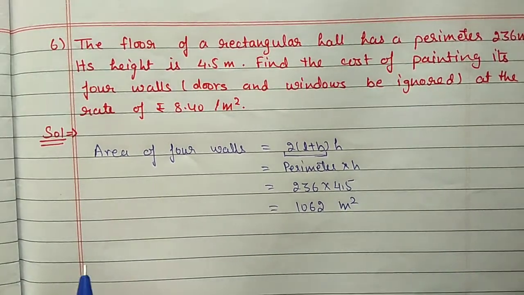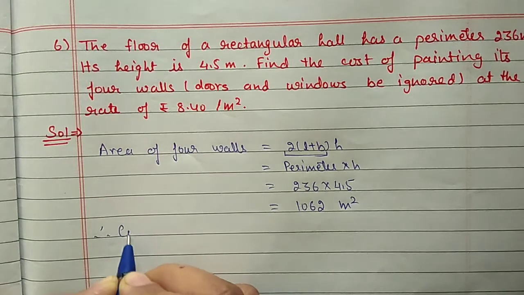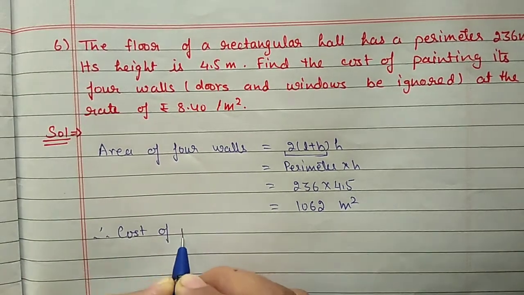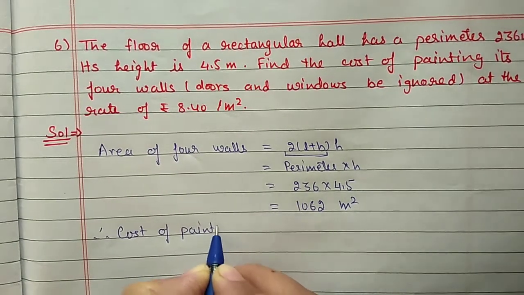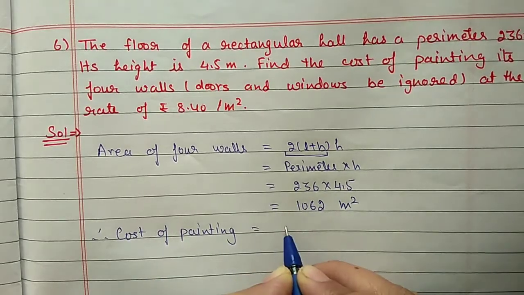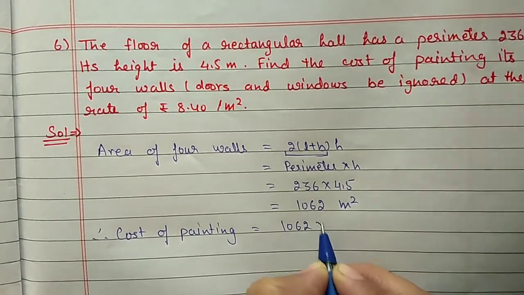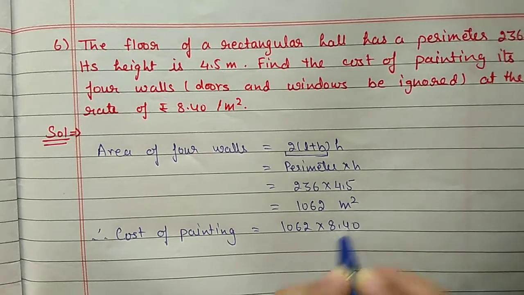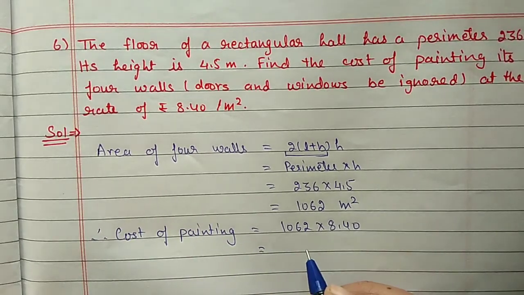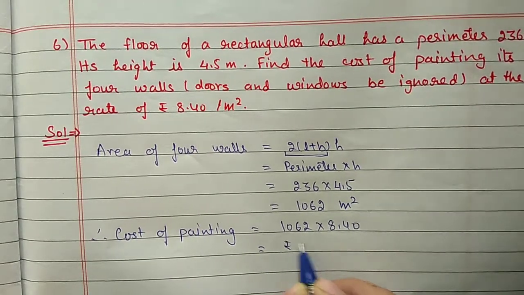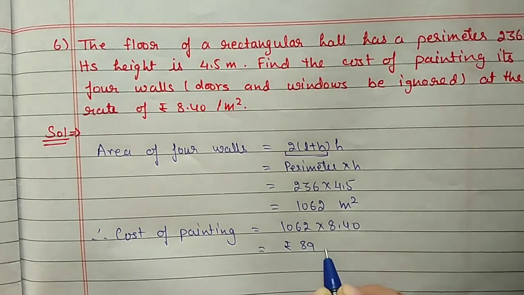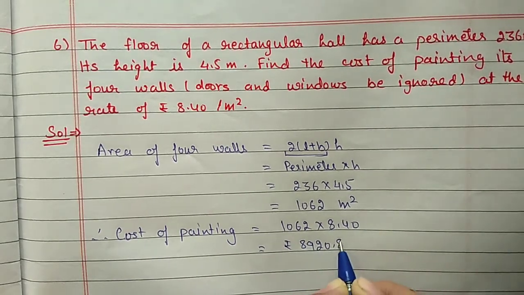Now we can find out the cost. Therefore the cost of painting is equal to the area multiplied with the money, 8 rupees 40 paise, and after multiplication we will get 8920 rupees 80 paise.